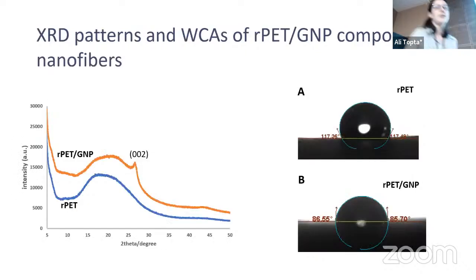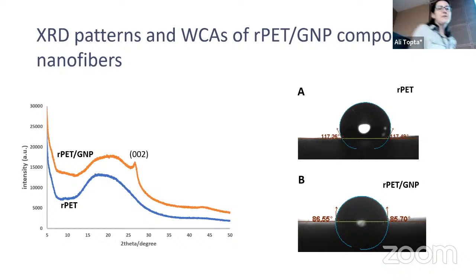Then we investigated the XRD patterns of the PET and composite nanofibers. In PET, there is an amorphous hollow of the polyester at 2 theta 19 degrees. And in the composite nanofibers, we can see the 002 crystal lattice of graphene nanoplatelets at 2 theta around 26.6 degrees.